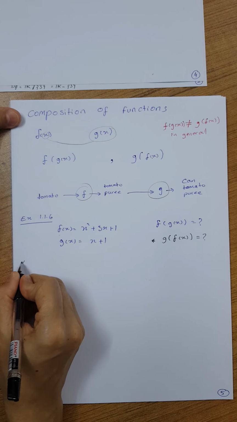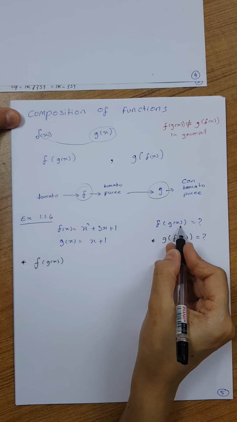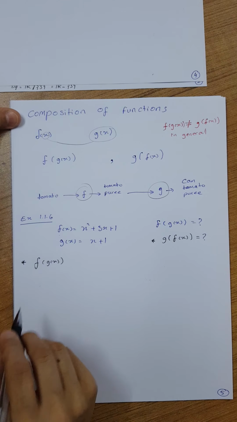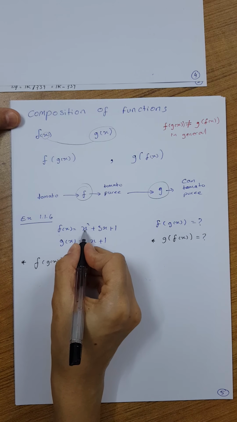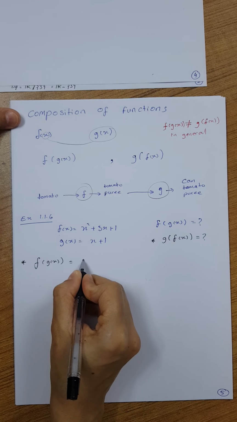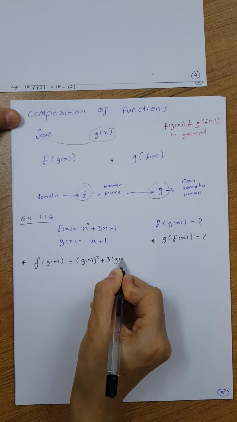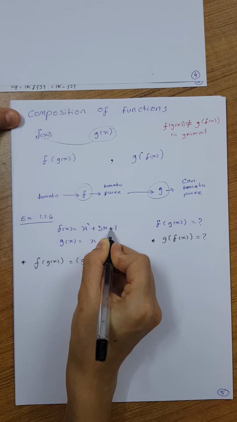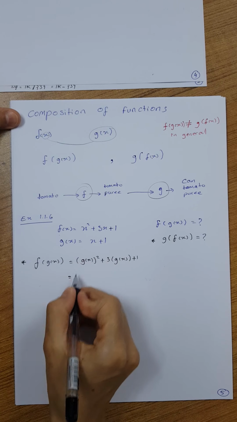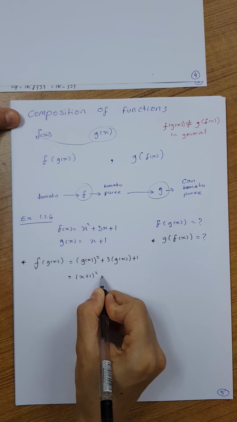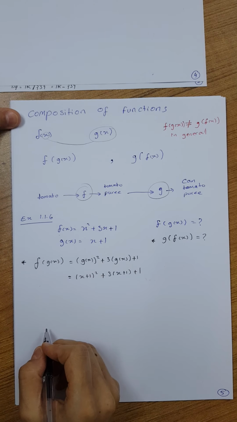Let's find the first requirement. It says find f of g of x. So what are we going to do here? We are composing g into f. We are putting g into each x that is given there. So instead of x squared, I will write g of x squared plus 3 multiplied by g of x plus 1. Why? Because instead of x, I have g of x. So what is g of x equal to? That's x plus 1 squared plus 3 multiplied by x plus 1, plus 1.